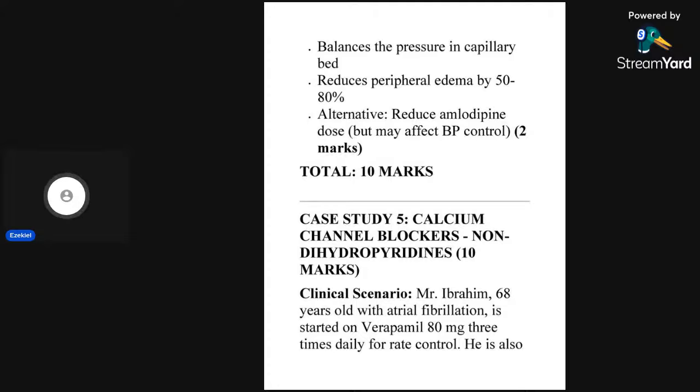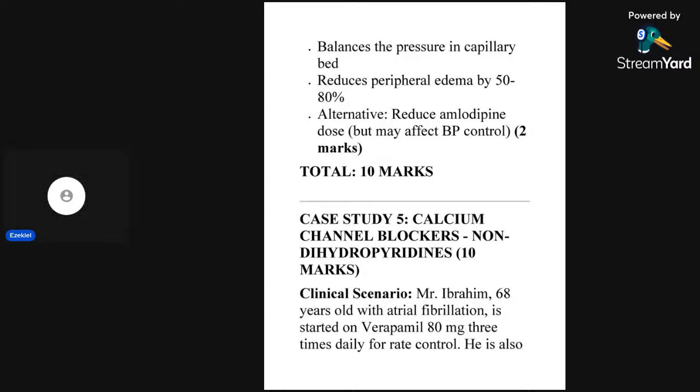So for case 35, calcium channel blockers, which is in non-dihydropyridines. Mr. Abraham is 68 years old with atrial fibrillation. Atrial fibrillation is an irregular heartbeat. When something fibrillates, it means it goes back and forth too frequently. That is an irregular heartbeat. So he is started on verapamil.